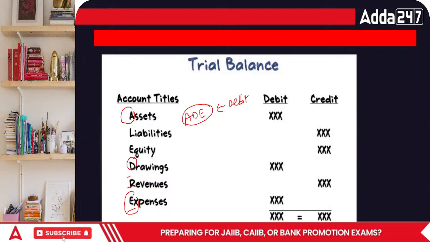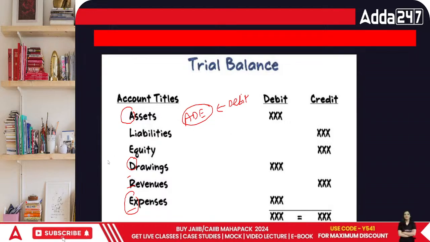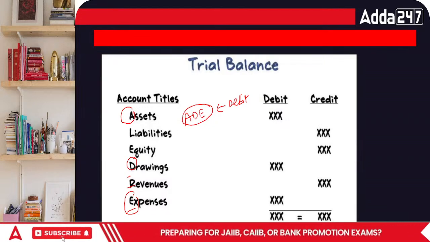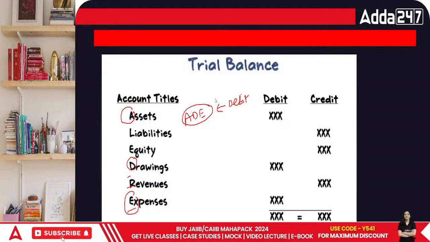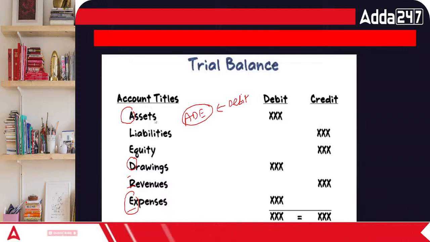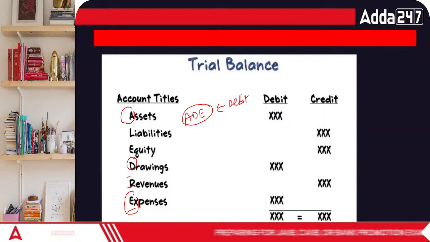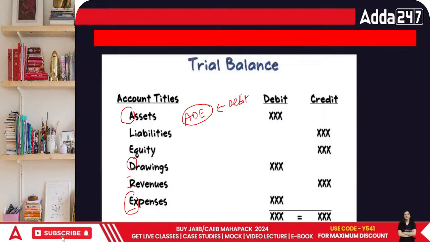L, R and C. L means liabilities, R means revenue and C for capital, and here they have written it as equity. Equity and capital is the same. Equity is used for the money that the proprietor puts into the business. Done. Now let's move on to the next question, everyone.